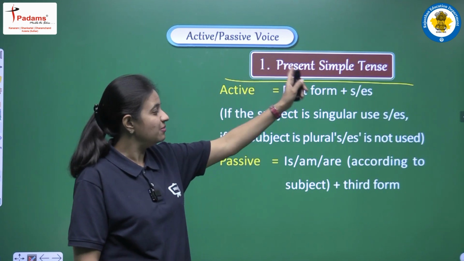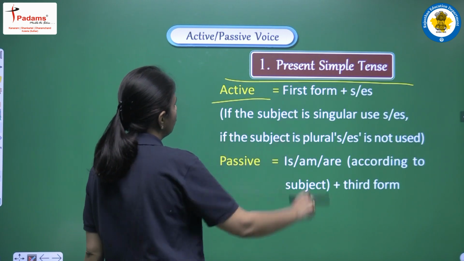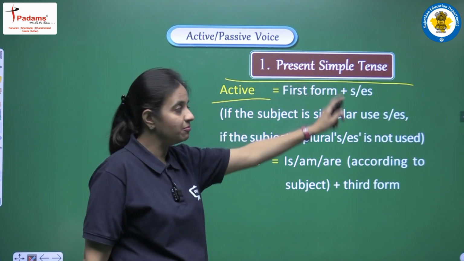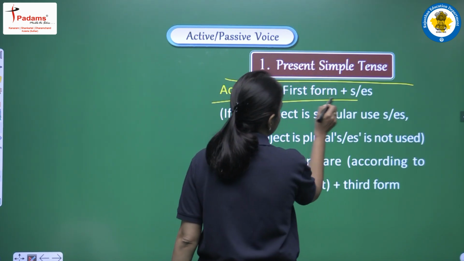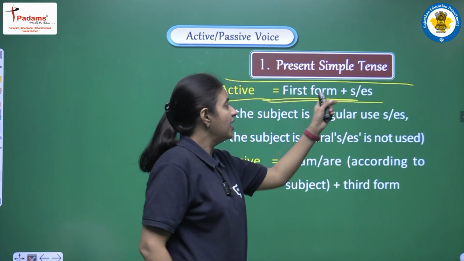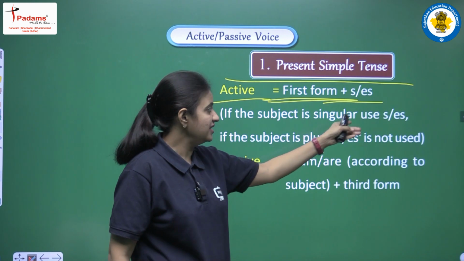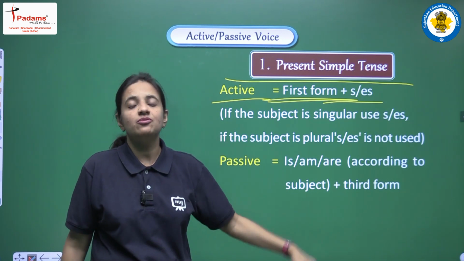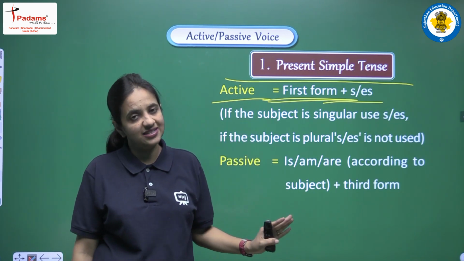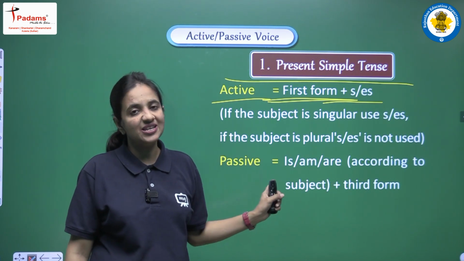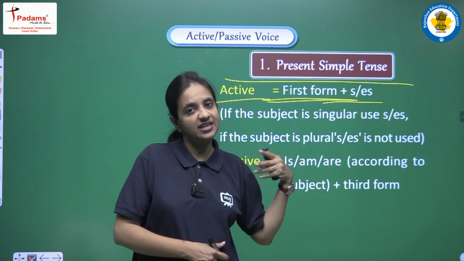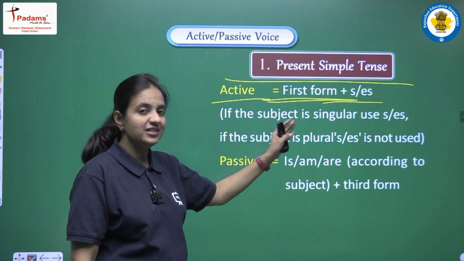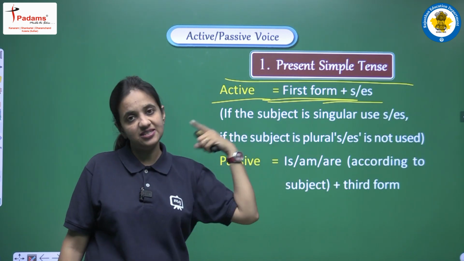So now we have present simple tense here. We know that if we have a sentence in active voice, and in that sentence we have present simple tense, then obviously there will be first form, and along with first form we will have s or es if the subject is singular. We discussed all these things in a very detailed manner when we were discussing tenses. Because of these things we can identify that yes, this is present simple tense, right? If the subject is singular we will have first form plus s or es. If the subject is plural then only first form will be there, right?